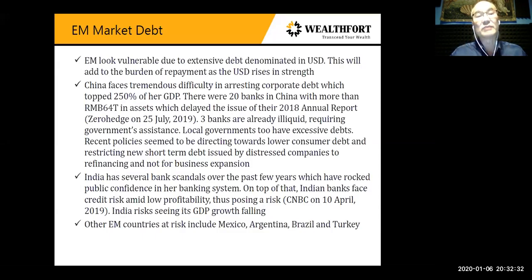Okay, let's look at emerging market debt. Emerging markets look vulnerable due to extensive debt denominated in US dollars. This will add to the burden of repayment as the US dollar rises in strength. China faces tremendous difficulty in arresting corporate debt. China's major debt is not so much government debt, but corporate debt.